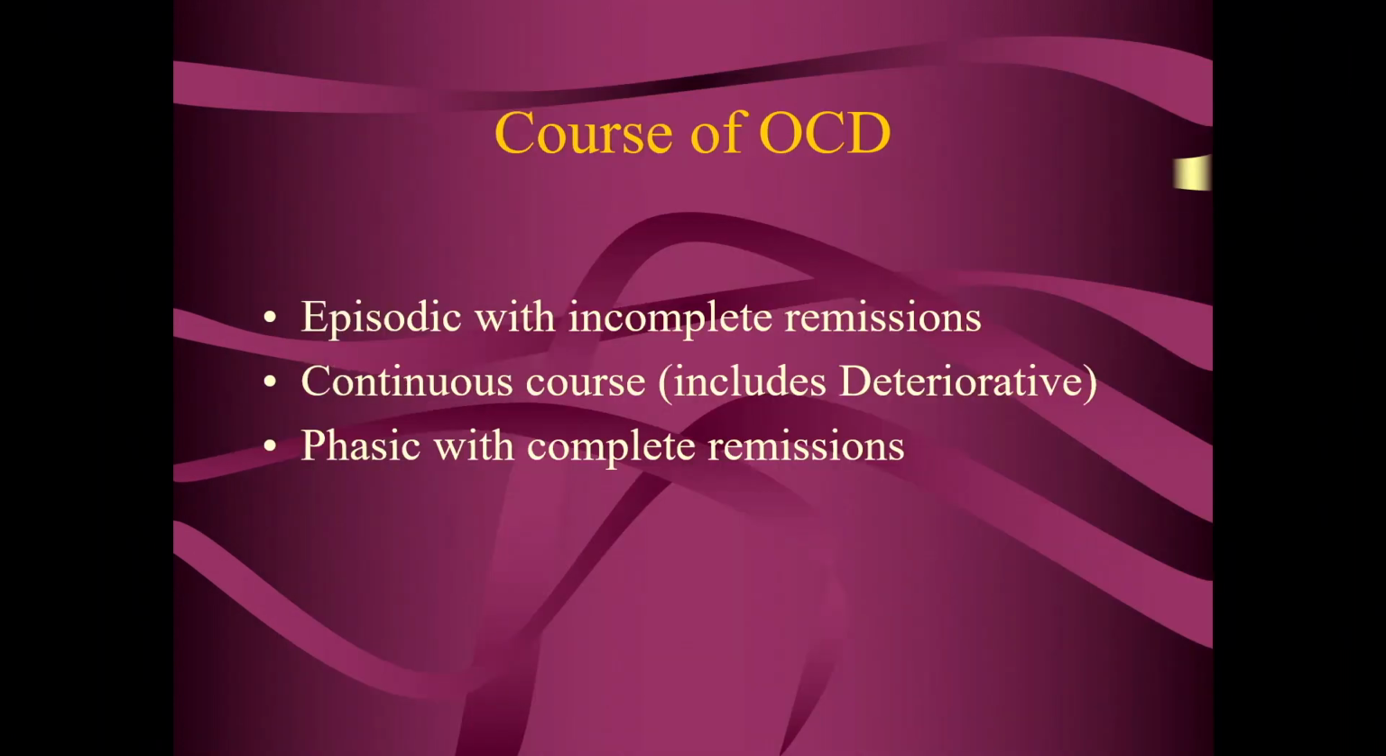So the course of OCD, this is considered to be a chronic disorder. I tell patients when they have this, they're going to have it the rest of their life. Most people have episodic with incomplete remissions. In other words, the OCD waxes and wanes. It gets better at times, it gets worse at times. There are some people that have a continuous course where the OCD is pretty much continuous the whole life and can even cause a deteriorative course where they just get worse and worse and worse. There are also a small number of people who have what's called phasic OCD, where they have OCD, but they have complete remissions in between episodes. But I said most people have incomplete remissions in between their episodes.